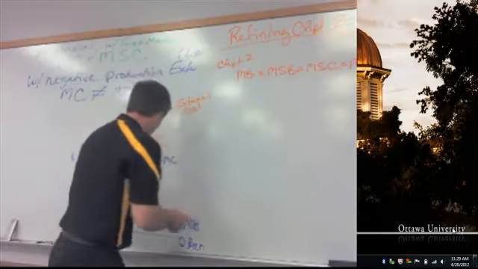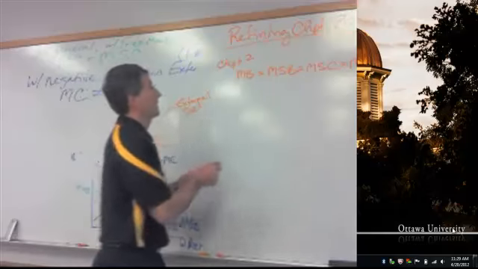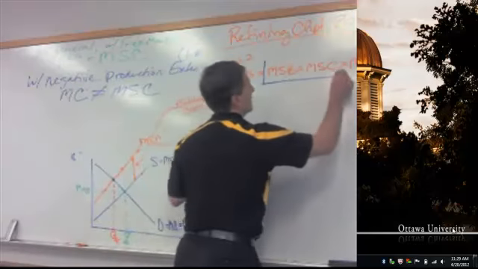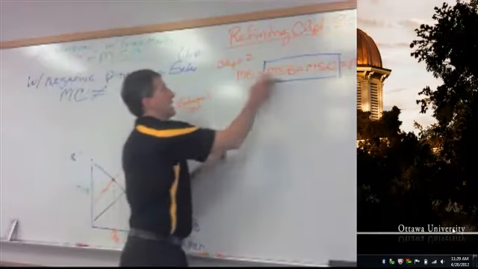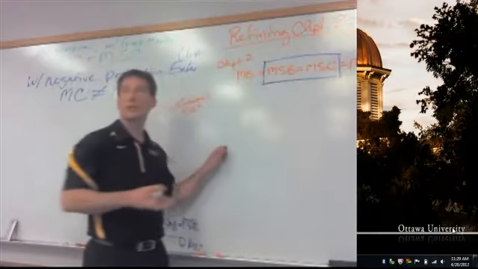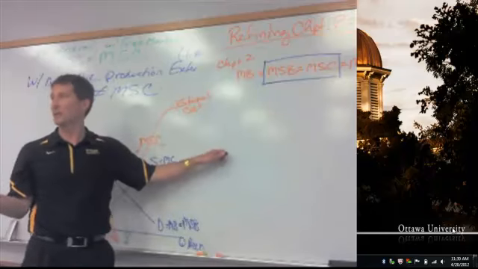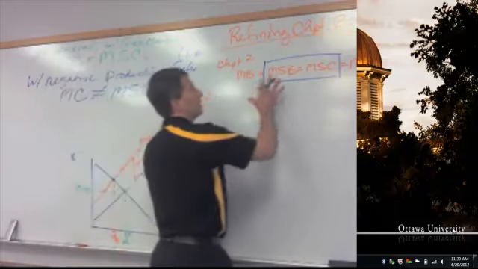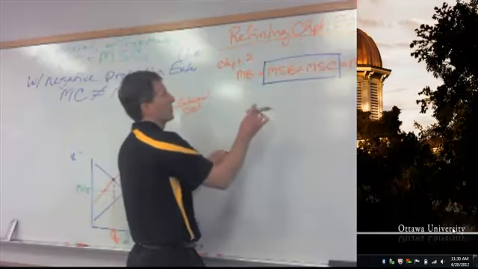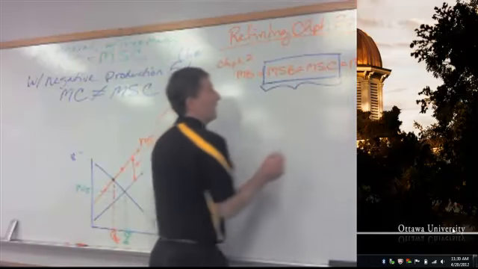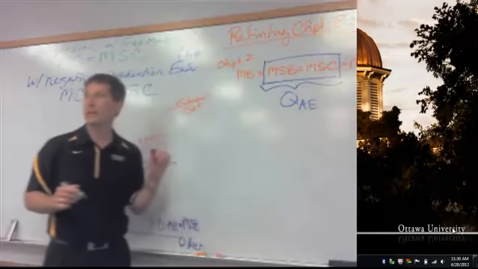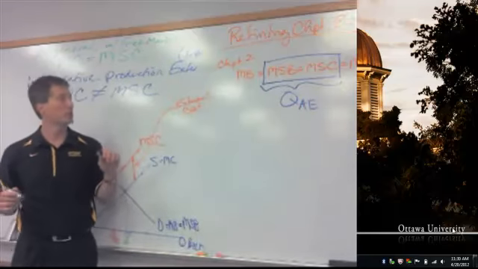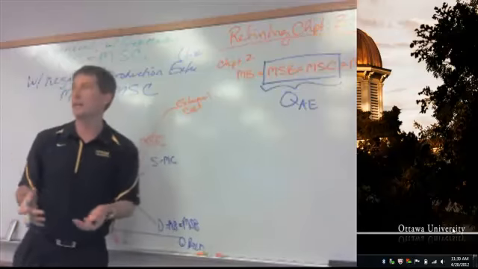But really, allocative efficiency happens right here. That is the true definition. Most of the time, those two things are equal, but they don't have to be, and that's what these externalities are all about. So marginal social benefit equal marginal social cost, that identifies the allocatively efficient quantity for society. That's where we want to be ideally.